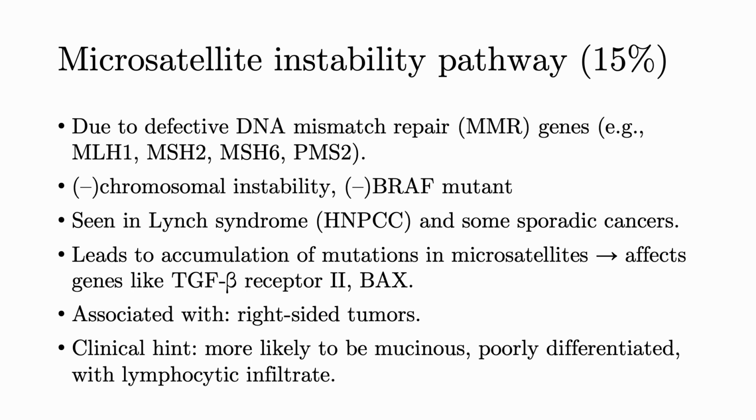Microsatellites are short, repeated sequences of DNA that are prone to errors during replication. Normally, mismatch repair genes or MMR genes like MLH1, MSH2, MSH6, and PMS2 correct these errors. When these MMR genes are mutated or silenced, replication errors accumulate unchecked. This is what we call microsatellite instability or MSI. Cells with MSI can rapidly acquire mutations in genes that control growth and apoptosis, driving cancer development.